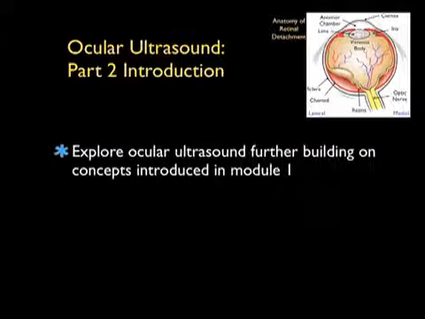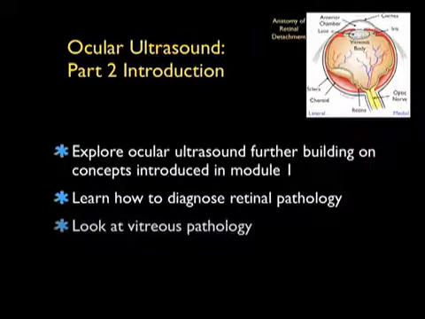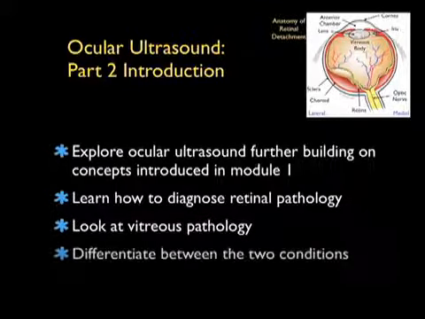In this module, we'll further explore ocular ultrasound, building on those concepts introduced in Ocular Ultrasound Module Part 1. We'll learn how to diagnose retinal pathology, specifically retinal detachment. We'll also look at vitreous pathology, a possible mimic of retinal pathology such as retinal detachment. And we'll learn how to differentiate between the two conditions using the kinetic or movement examination.